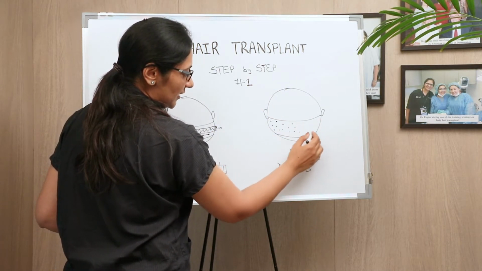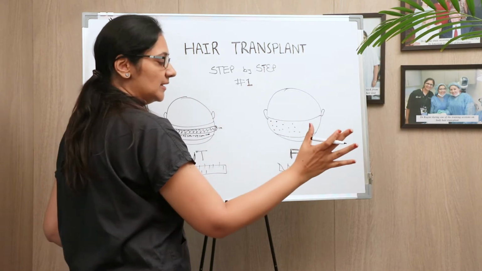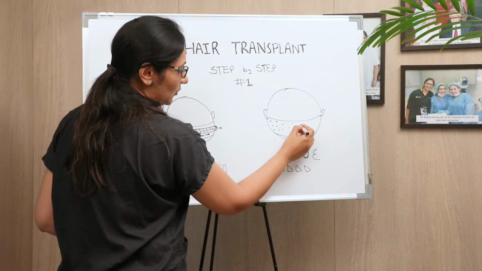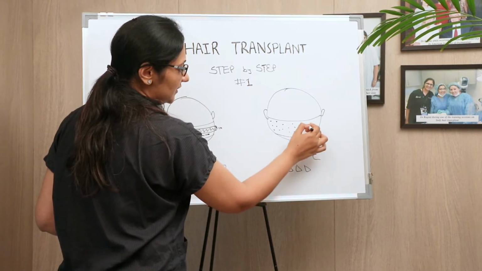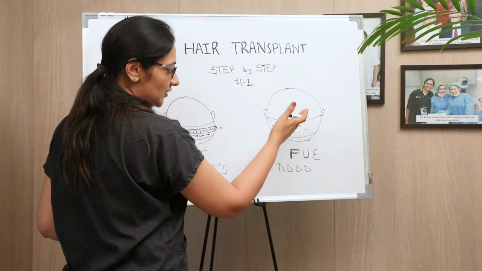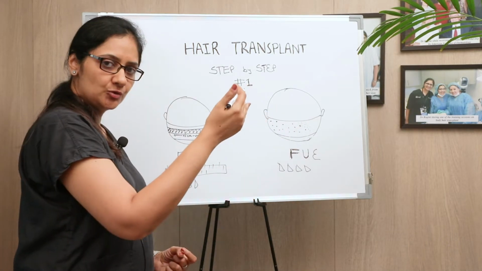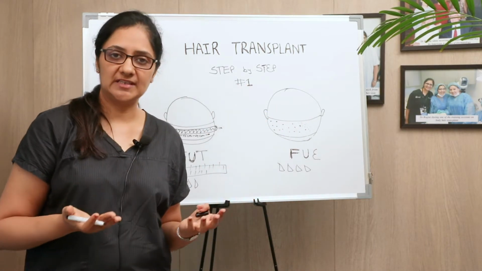When we're taking out follicles from the back of the head, we are not taking them all out. We pick one, we leave aside 3 to 4. So the ones which we have not taken out grow back again in that area and cover that area.